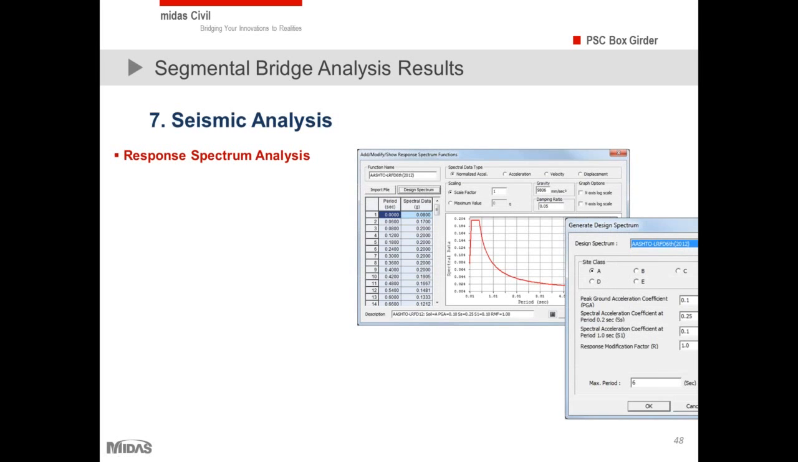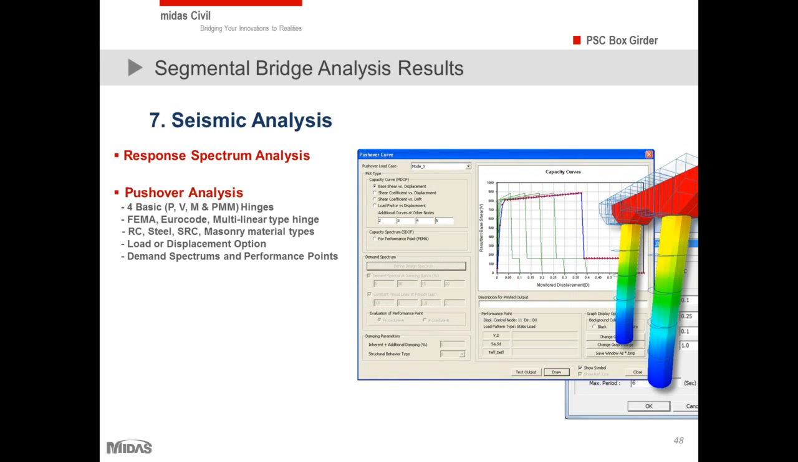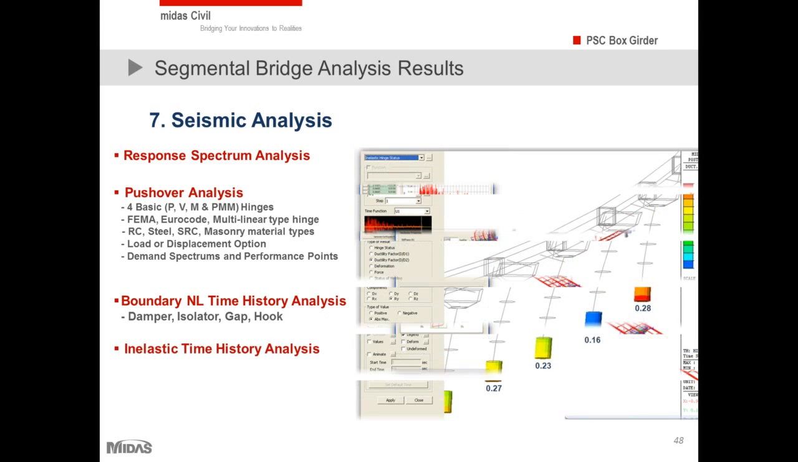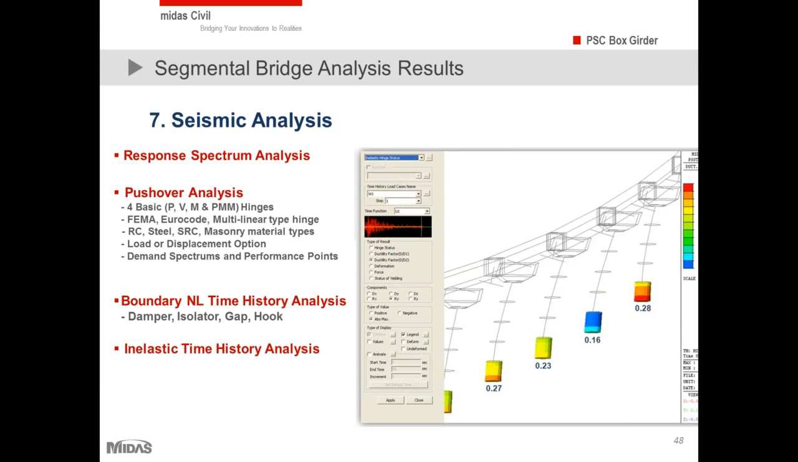You can also perform seismic analysis in MIDAS Civil to obtain the demand in the event of an earthquake. You can perform elastic dynamic analysis or response spectrum analysis. The response spectra can be automatically defined by the program. To evaluate the capacity of the structure, you can perform pushover analysis. You can define the hinges at several locations, and then perform pushover analysis to obtain the capacity. If you have boundary nonlinear elements, you can perform boundary nonlinear time history analysis in MIDAS Civil, and you can also perform a full-fledged inelastic time history analysis for long span bridges.